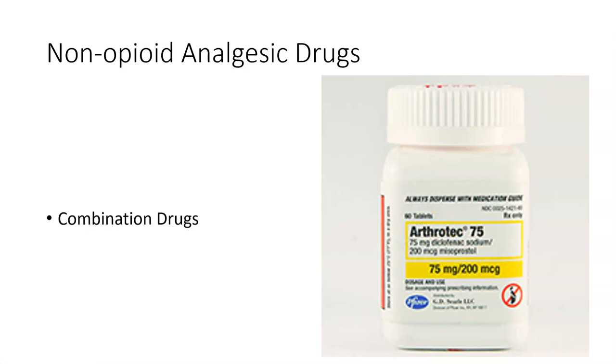So it's going to help prevent ulcers. Now, other combination drugs will contain an NSAID, but it may also contain either an H2 blocker or a PPI, a proton pump inhibitor. So there's a number of different types of combinations. But again, the reason for the combination is to give the anti-inflammatory property, but protect the stomach from ulcers.